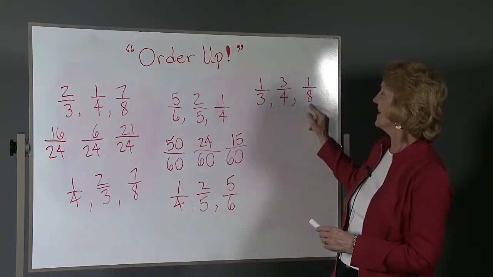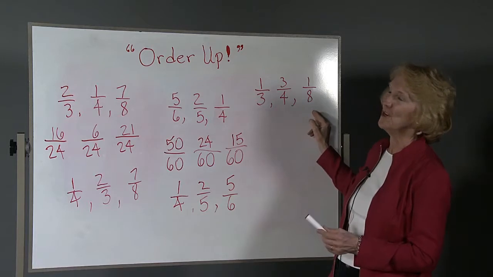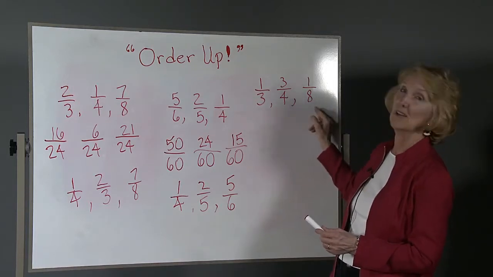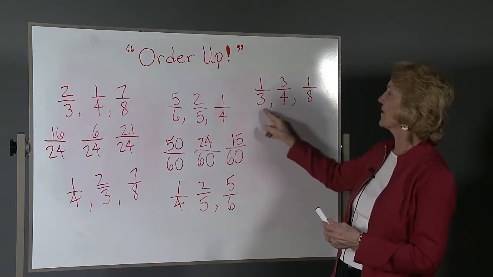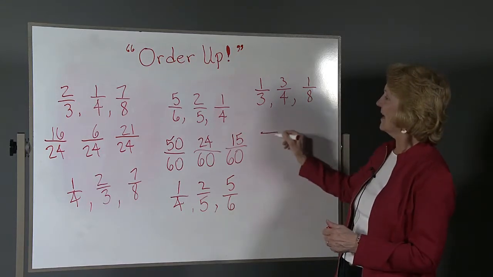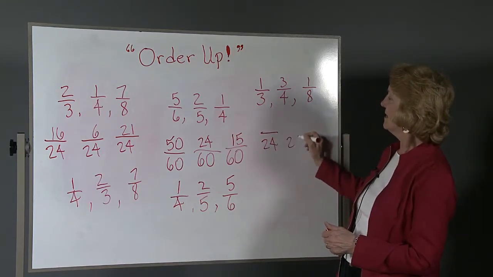Thirds, fourths, and eighths. Can they both go into 8? No. Double this, 16. Can they both go in? No. Triple it, 24. Can they both go in? Yes. So that becomes your common denominator.